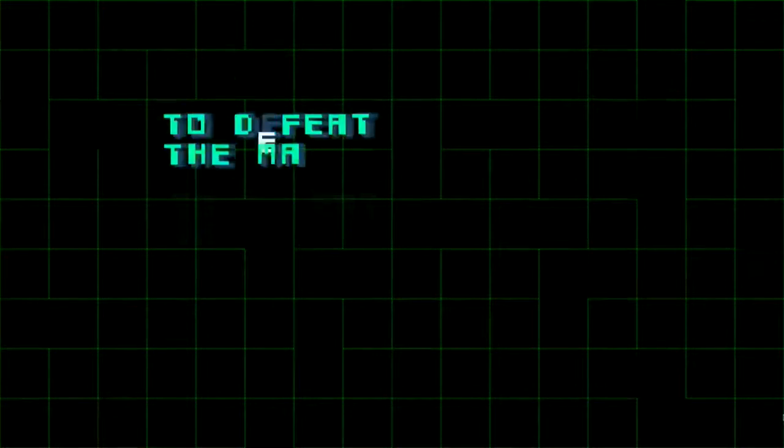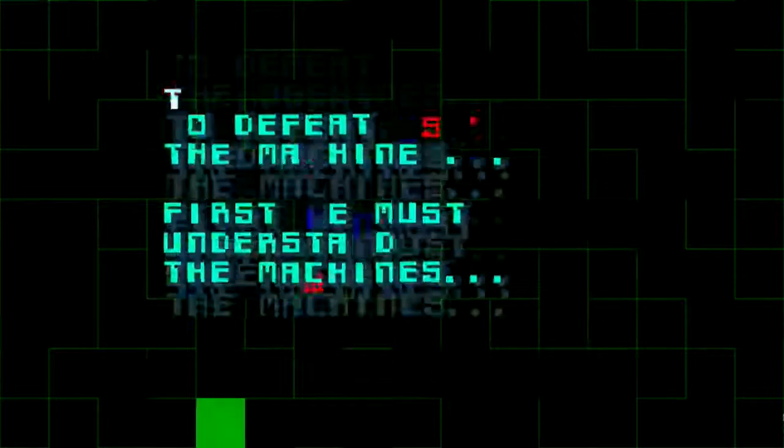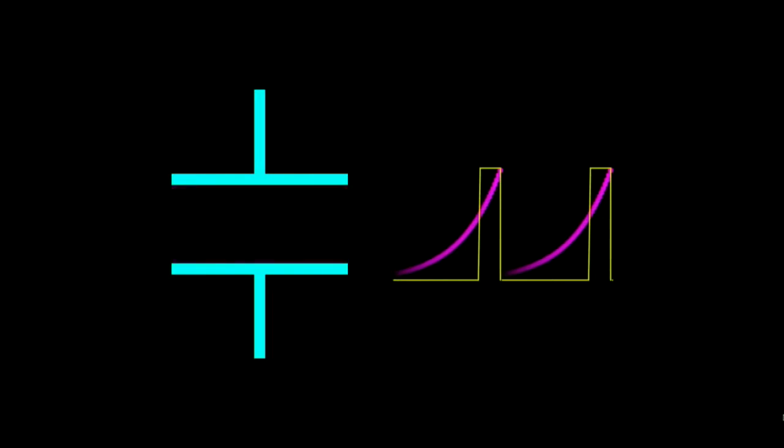To defeat the machines, first, we must understand the machines. Computer memory is the meeting point between the real and the virtual. We implement memory using a capacitor, a passive electronic component that holds a charge. We apply a charge to our capacitor, the charge decays over time. If we nominate a charge above a certain threshold as representing a binary 1, and below a certain threshold as representing a binary 0, we can store the value of one bit of information in our capacitor.